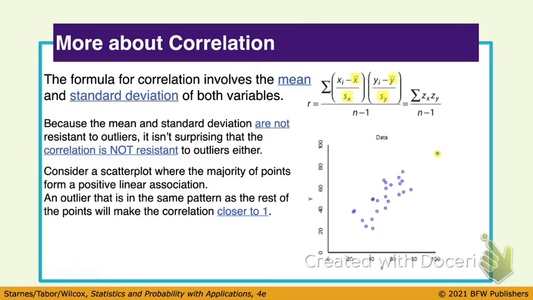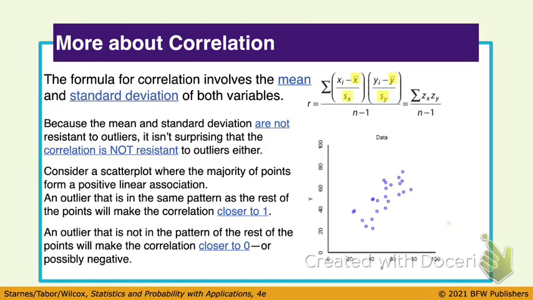Okay? Now, what if the dot is not in the pattern? That's going to make the correlation closer to 0 or possibly even negative. There are some correlations where, if the dot is really far out there and really far below the rest of the pattern, it can even take a positive correlation and turn it negative. And so this kind of outlier is going to cause my correlation to get weaker, because it is further outside of the data that was originally there.